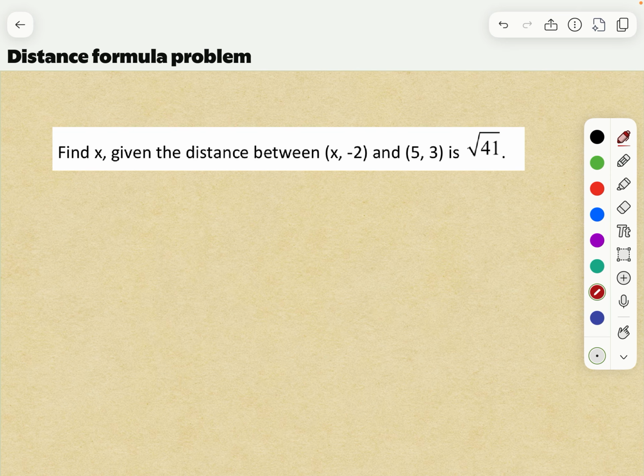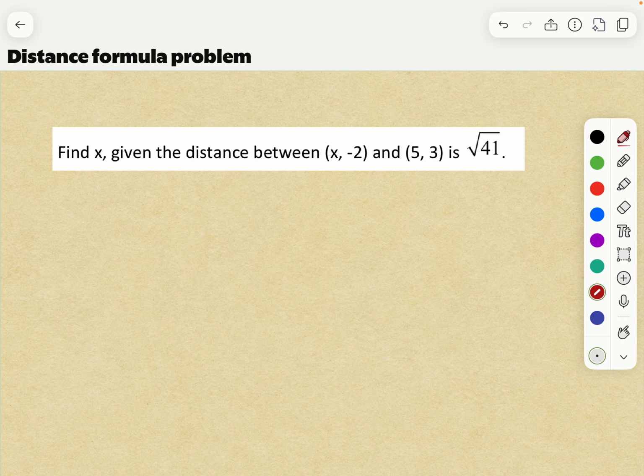Okay, this problem says find x given that the distance between x comma negative 2 and 5 comma 3 is the square root of 41. So it gives you these 2 points and it tells you that the distance is the square root of 41. So we're certainly going to need to get an equation from that. And so we're going to use the distance formula because we're given the distance.